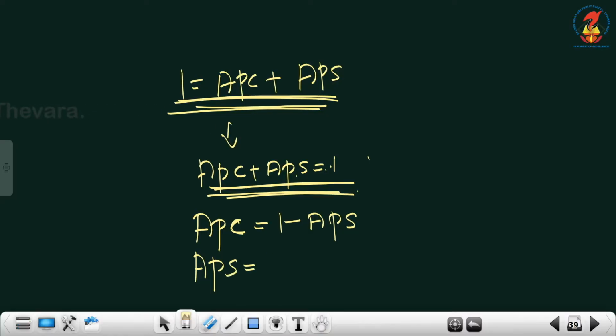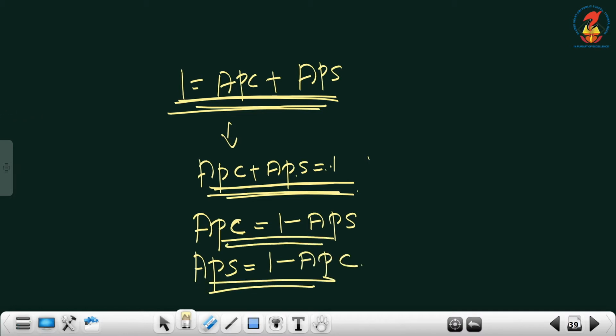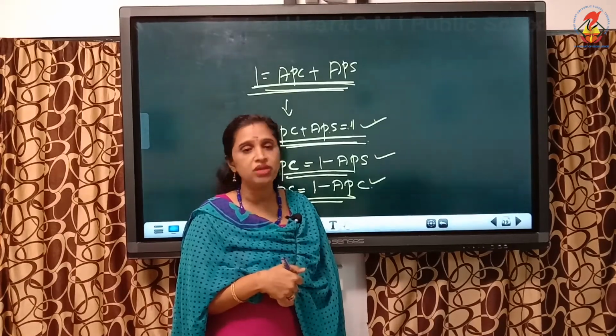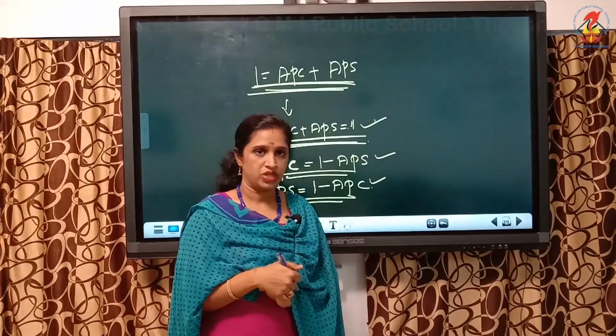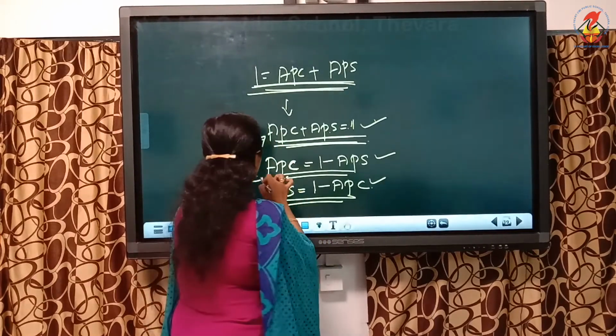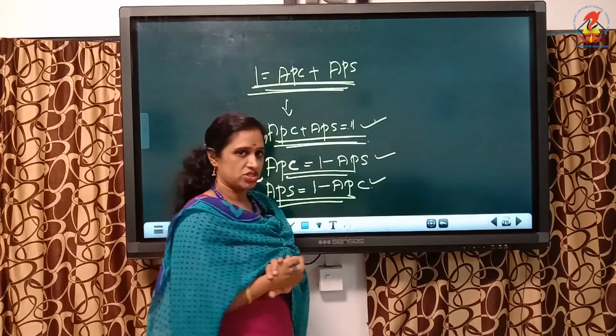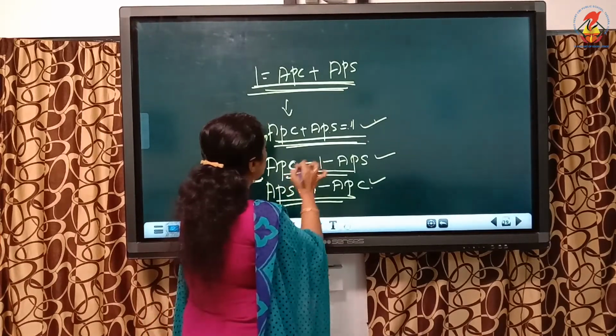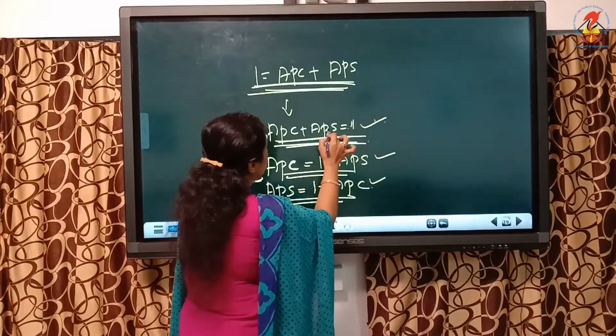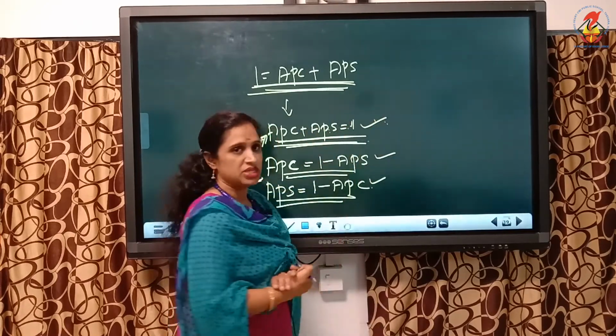Likewise, APS is equal to 1 minus APC. These are the two equations that you can derive from this equation. APC plus APS is equal to 1, therefore APC is equal to 1 minus APS and APS is equal to 1 minus APC. So this is about the relationship between APS and APC, and these are the two equations that you can derive from this particular equation. That is, APC is equal to 1 minus APS and APS is equal to 1 minus APC.